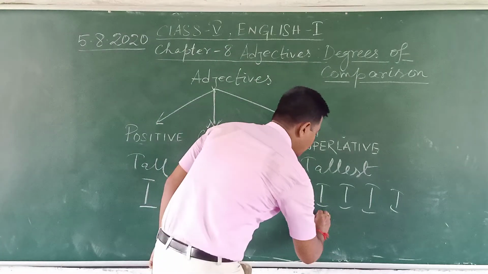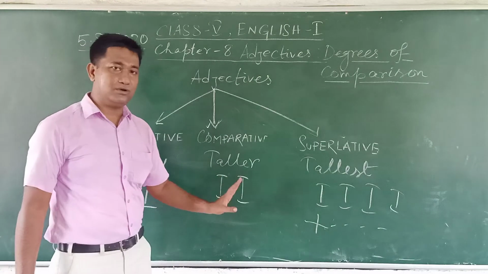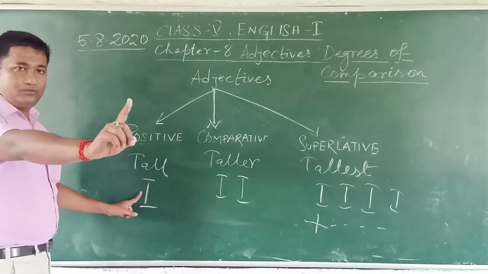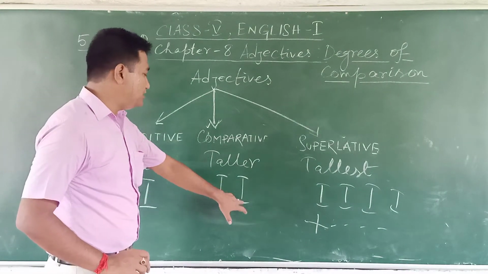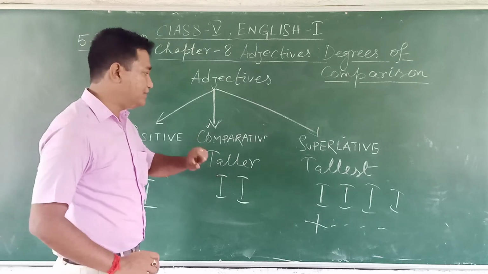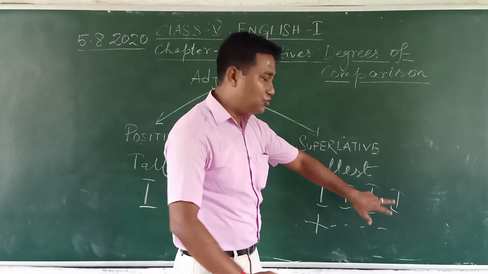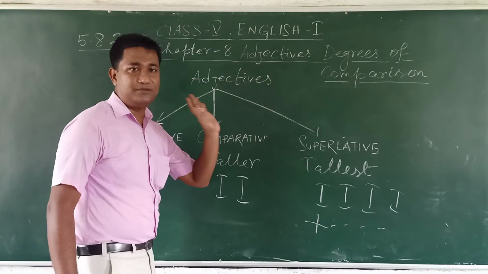Whatever the numbers in the class, you can include, but the highest form will be there. So here only one person we are describing. It's tall, a normal form, positive. For two persons, taller we are using. And here three: 1, 2, 3. In the book it is given as 3, but I have included many more. So it's all about tallest, the highest form, the superior.